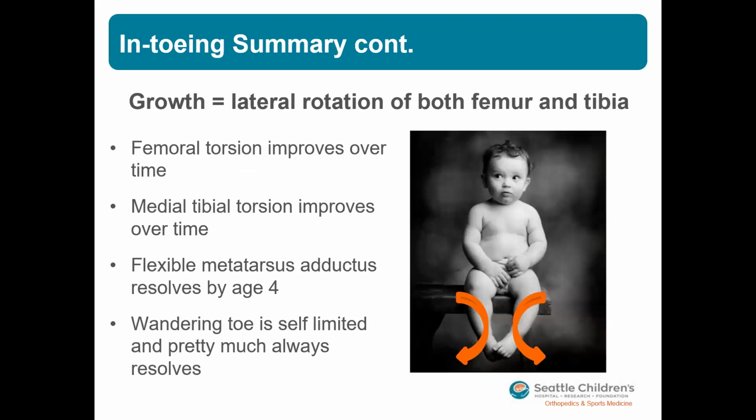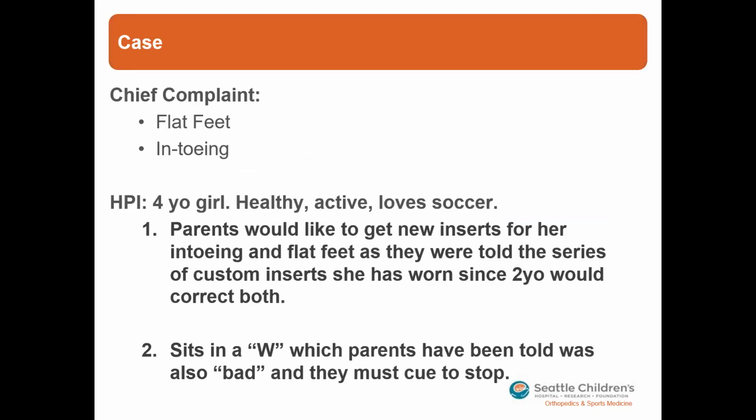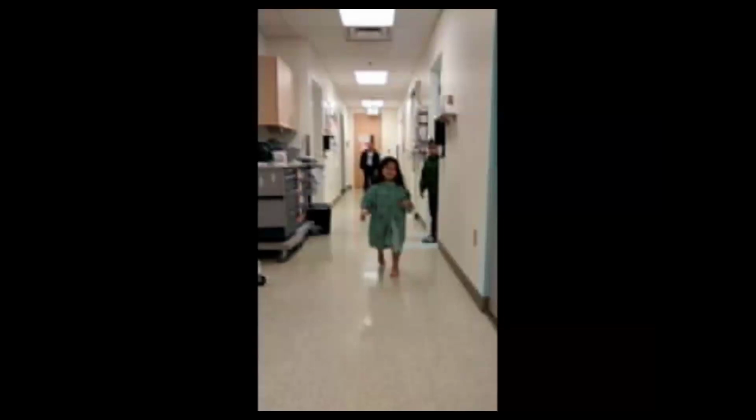As a child grows, the bones rotate out, so they unwind from birth. So here's a little 4-year-old girl. She's healthy. She loves soccer. Her family wants new inserts. She's had inserts in her shoes for a long time because she had flat feet and in-toeing. She sits in a W, which the parents have been told is bad, and they constantly cue her to stop. So let's watch her walk.